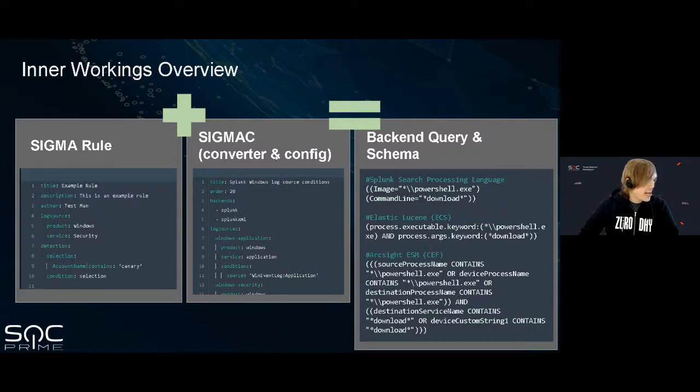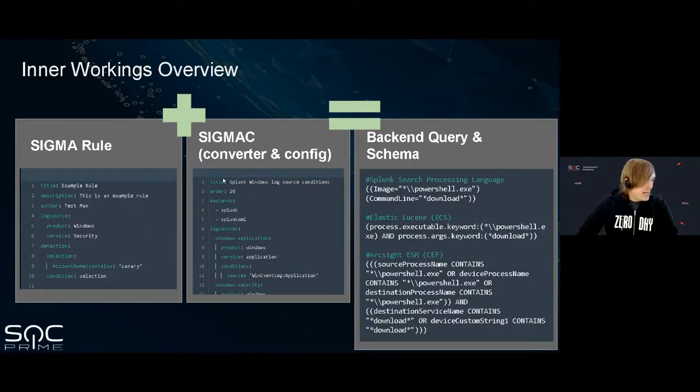And then you have SIGMAC. There are terms that can be conflated here because there's SIGMAC, the tool that does the conversion, and then the configuration is also commonly referred to as the SIGMAC. That can get very confusing at times because sometimes people mean SIGMAC to mean the backend converter, the actual Python code, and sometimes people use SIGMAC to mean the actual config. So I'll try to be as explicit as possible as we move forward, but when I refer to SIGMAC, I probably mean the converter plus the config together to get your backend.